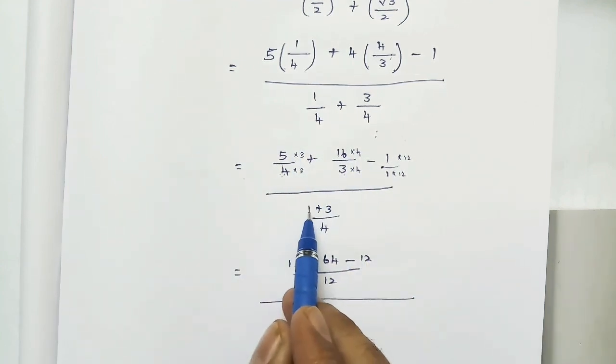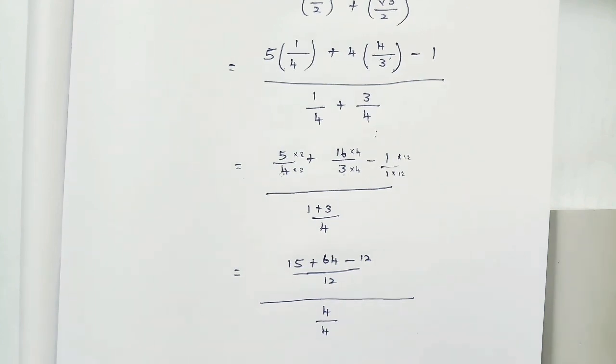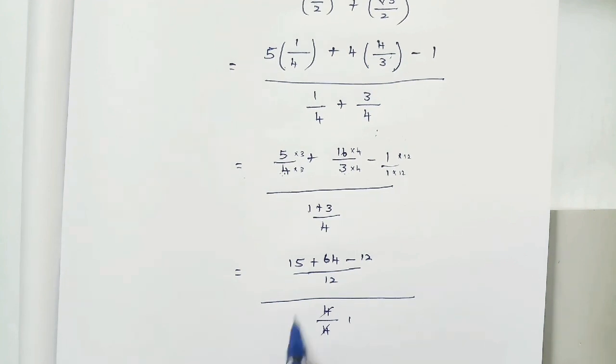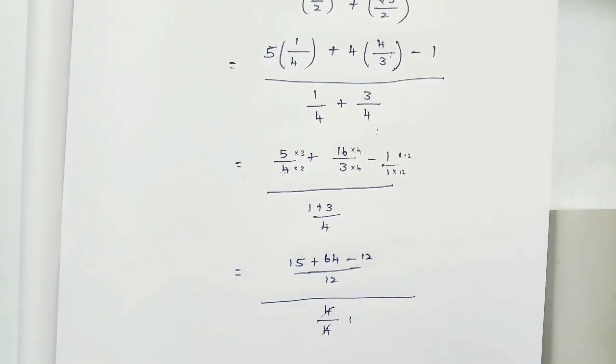Now come to the denominator. 1 plus 3, 4. 4 divided by 4, right? Let's simplify. 4 will get cancelled. It is nothing but 1. If the denominator is 1, then directly we can take the numerator alone, right?